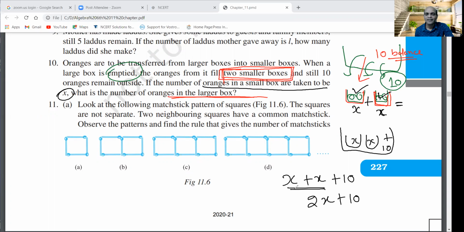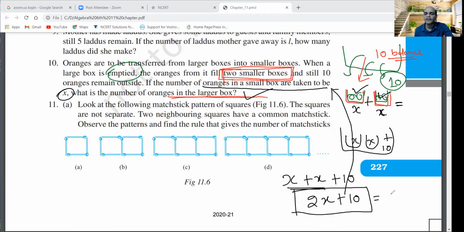Getting? So this is, we can say one box is X, so two boxes, then 2X plus 10 is remaining. So this is the answer for this question 10. Now clear? So what's the number of oranges in the large box? Now you have to write the answer, that is 2X plus 10 is the number of oranges in the large box. Okay? Getting?